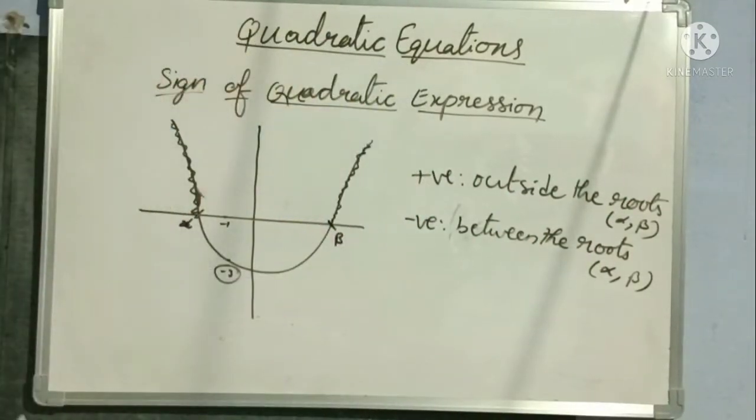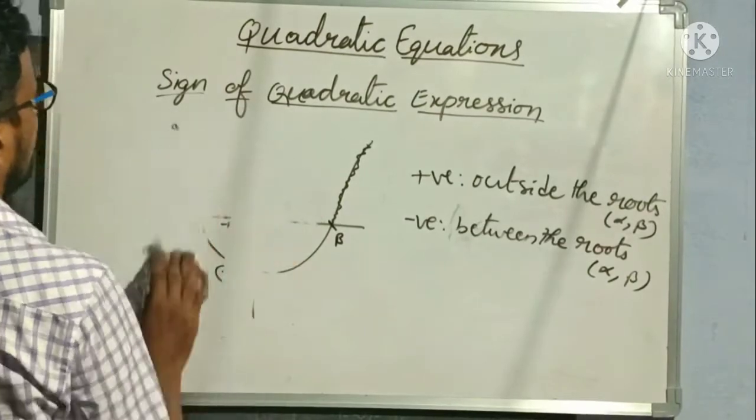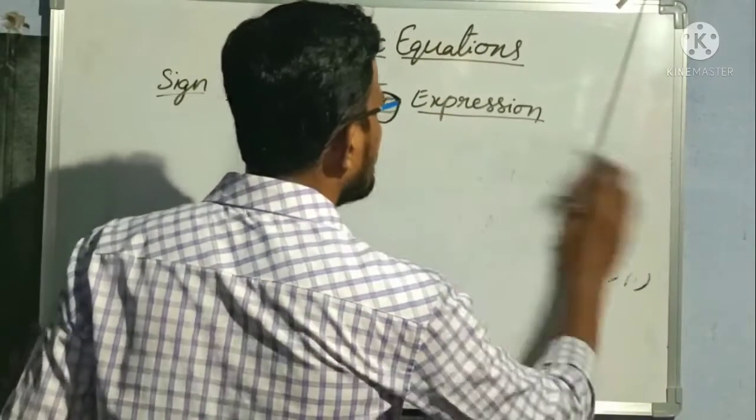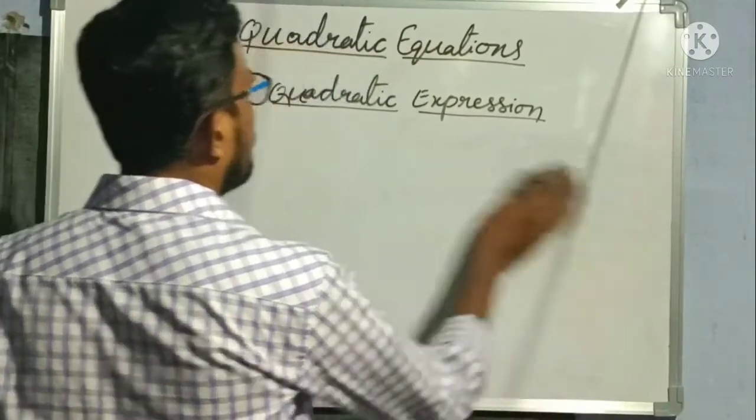Then how about the condition in the reverse case? Means if our parabola is not like this, and it is inverted like this.